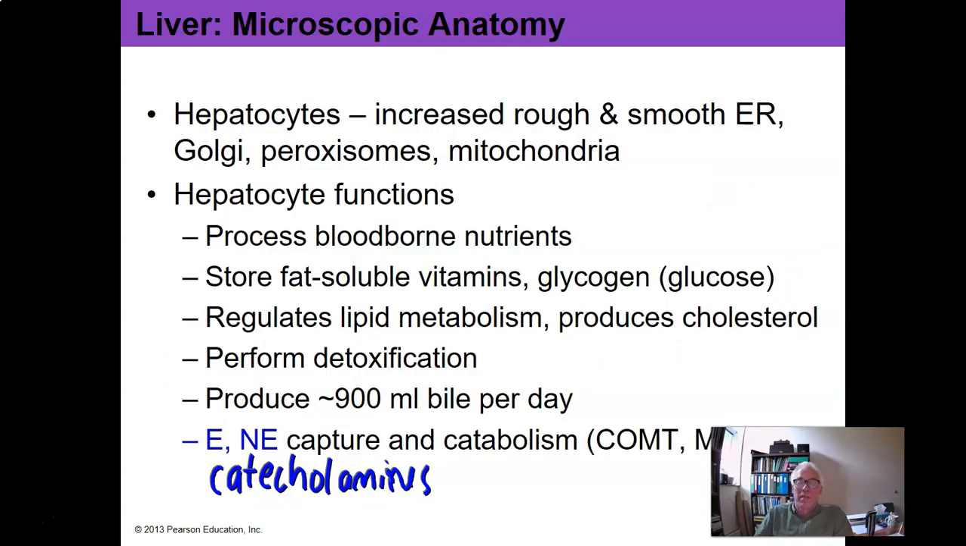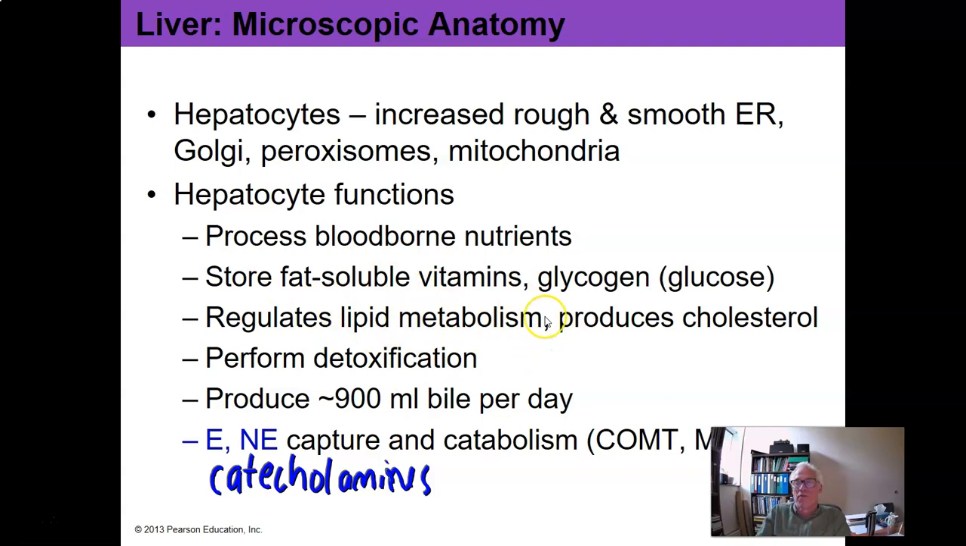So the hepatocytes, again, have all these different functions that we started to note. They process blood-borne nutrients. For example, glucose is going to be stored in the liver as glycogen. The liver can convert glucose into fatty acids to be sent to the adipose tissue for storage. The liver can store some fat-soluble vitamins. They can also partition into the fat in our body.